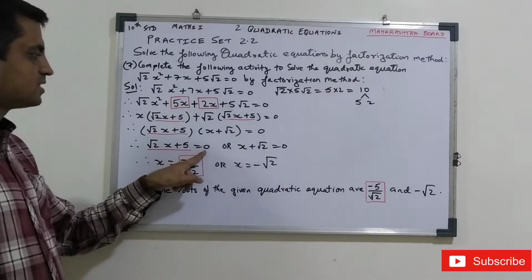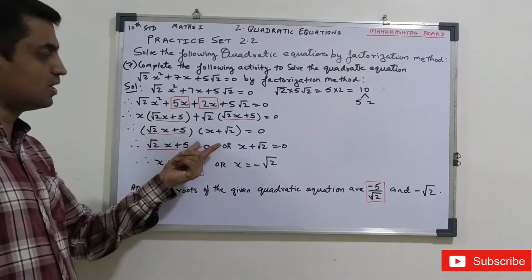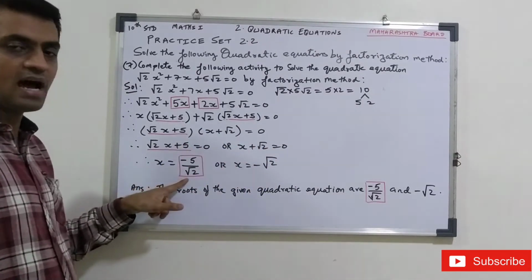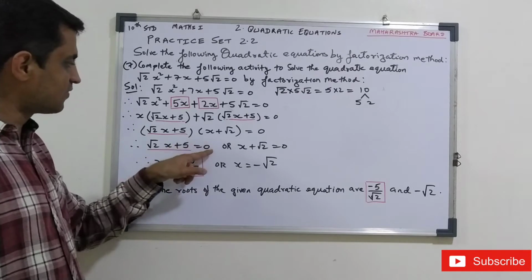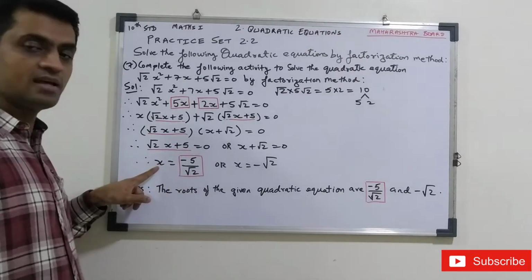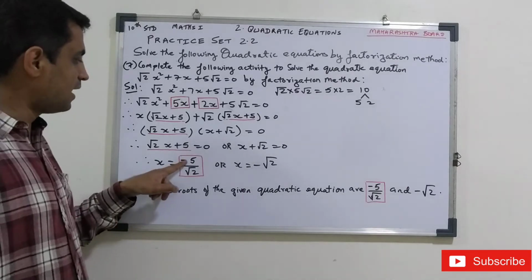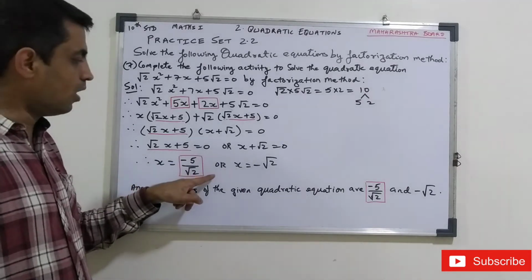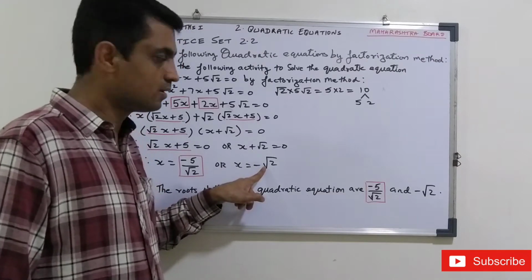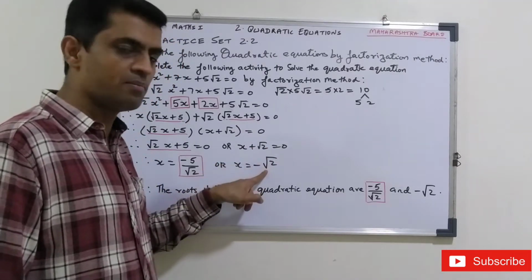Now we will compare with 0. This equation will be compared with 0, and this equation we are comparing with 0. Now here they are directly asking you about the blank. So 5 shifted here becomes minus 5 and root 2 will come down. So the answer is x is equal to minus 5 upon root 2, or x is equal to minus root 2. Clear? So this root 2 shifted will become minus root 2.